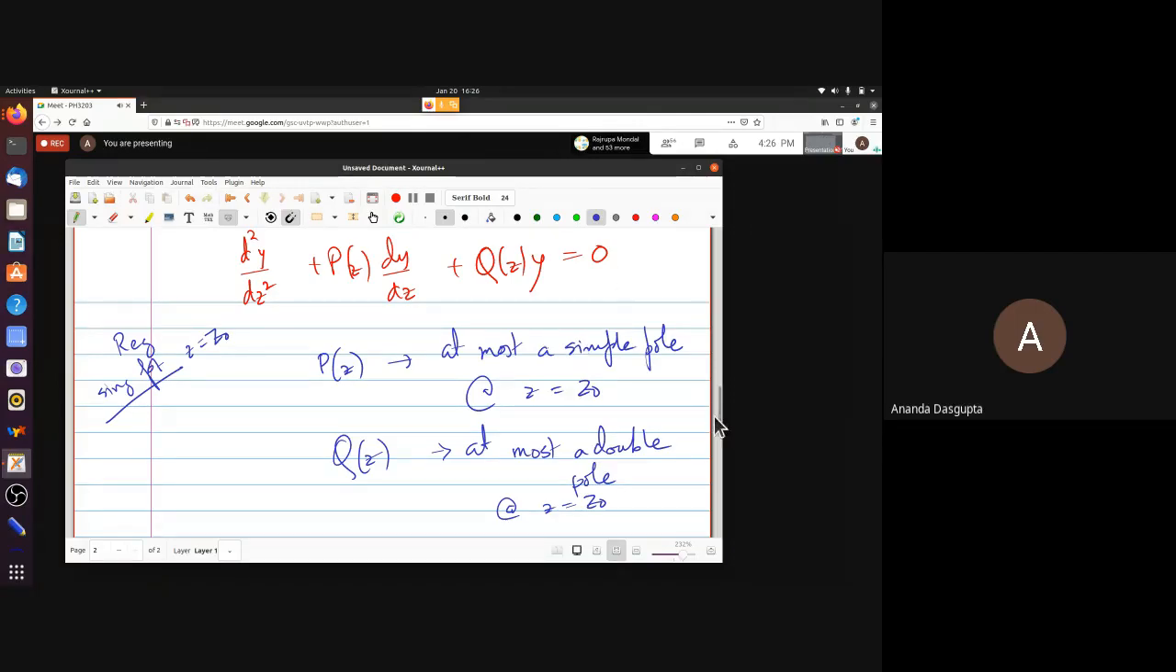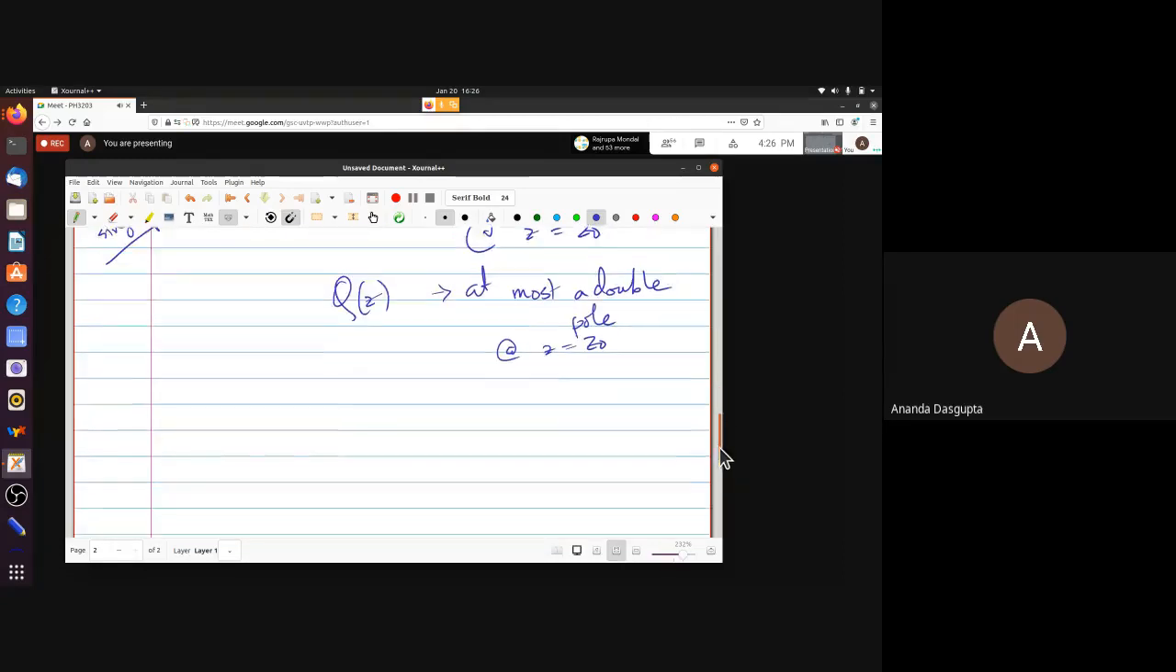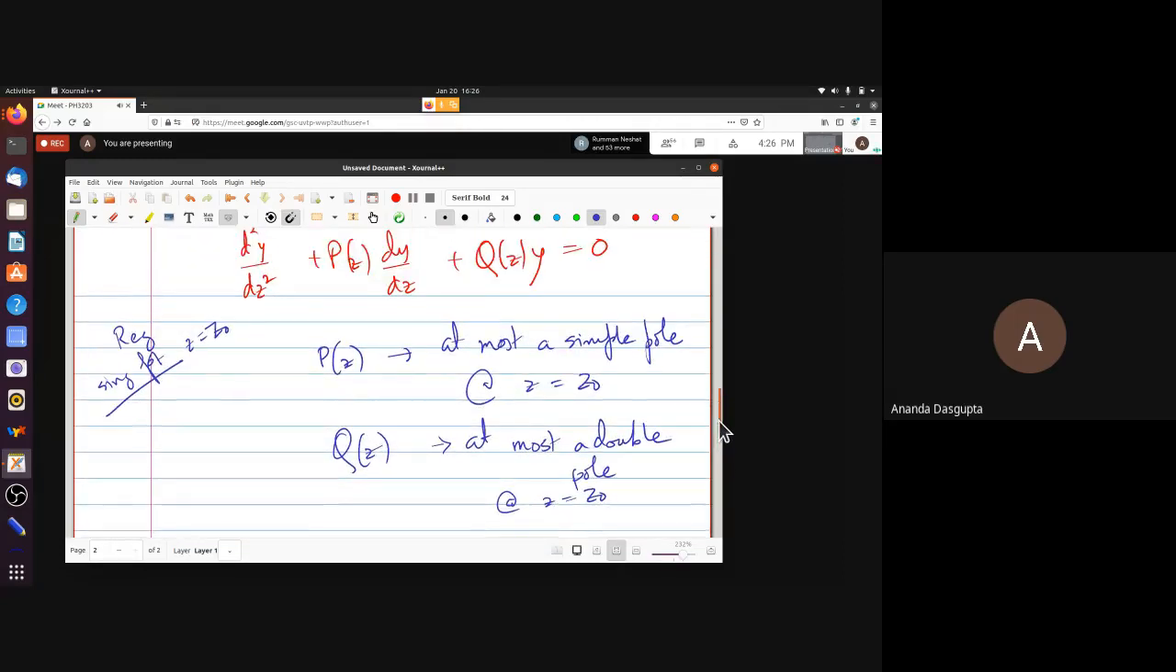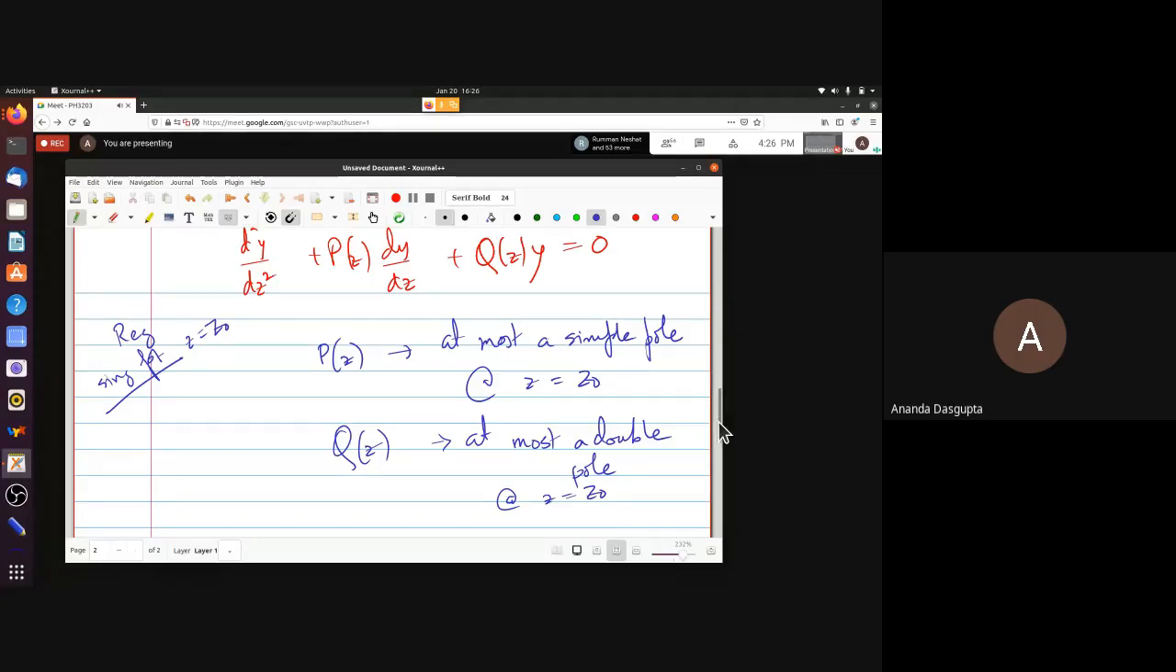Okay. If not, let's talk about why Q(z) can be at most a double pole. This is essentially something you already know. Yeah, go ahead. Sir, what is the Wronskian of the differential equation? Is it the factor we multiply to make it Sturm-Liouville form? Almost, except that you don't even have to go to the Sturm-Liouville form for this.